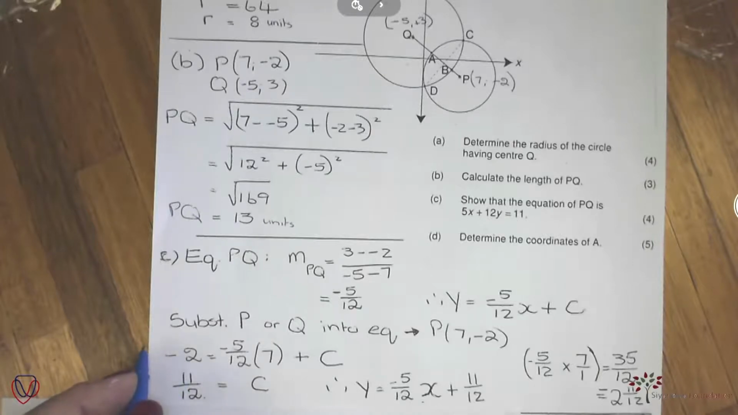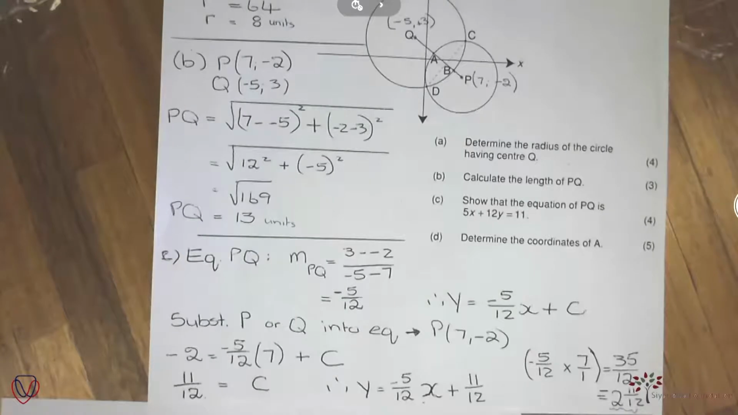Or how I got that. 5 over 7 times 7 is 35 over 12. And that is this one. I took it to that side, and I subtracted it from 2, or I added it to 2, and that is what I got there.